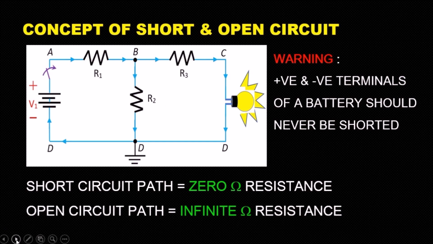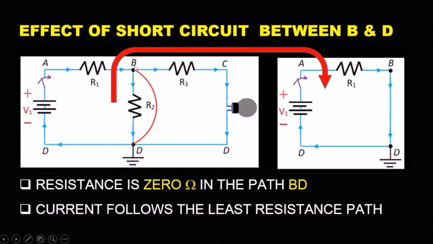Now let us see what happens to the circuit after a short circuit. Now we have shorted node B and node D. After that, the bulb is not able to glow, and this circuit is now equivalent to this circuit because resistance is 0 ohm in the part BD, and current will try to follow the least resistance path.